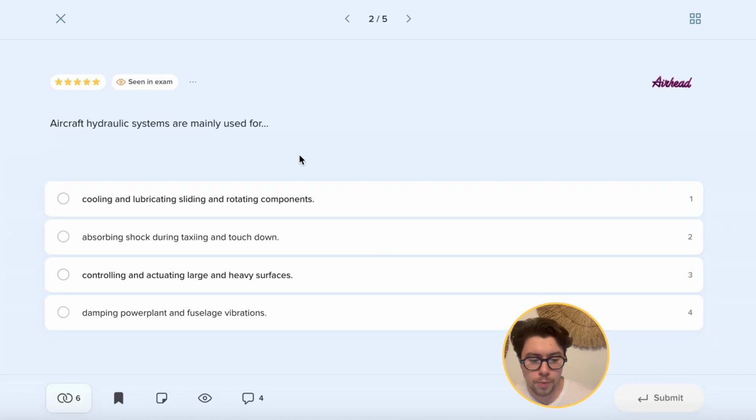And now for question number 2: aircraft hydraulic systems are mainly used for. A hydraulic system, generally and by principle, is there to transfer forces via the use of an incompressible fluid. This is the general definition of how hydraulic systems work. They transfer forces from the highly pressurized system onto mainly control surfaces that have to overcome very strong aerodynamic forces in the air. So controlling and actuating large and heavy surfaces will be the correct answer.